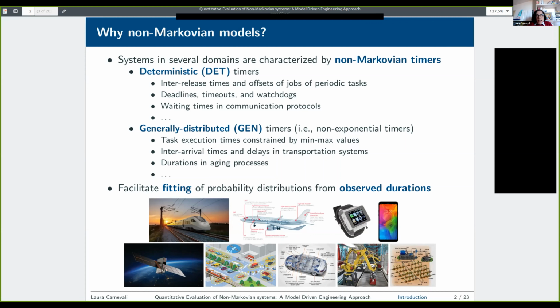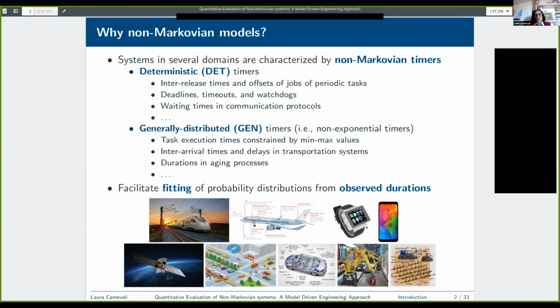And sometimes these parameters are the result of design choices, and typically in this case, they are deterministic temporal parameters. So for instance, this is the case that we have when we implement periodic tasks in real-time systems. And so in this case, we have deterministic inter-release times, deterministic offsets, and typically we also prescribe deterministic deadlines for these tasks, or timeouts and watchdogs. As an example, also waiting times in communication protocols are typically deterministic values.